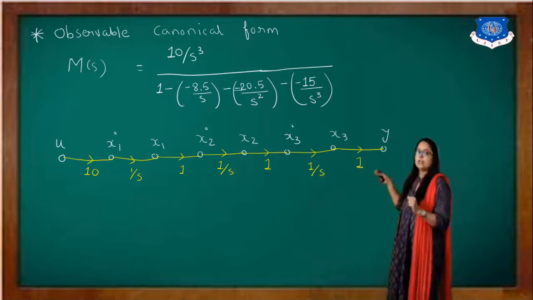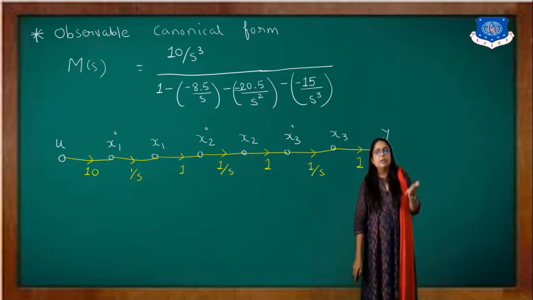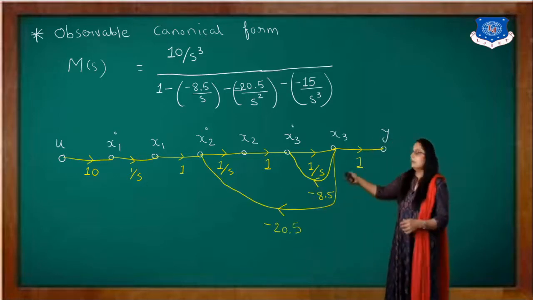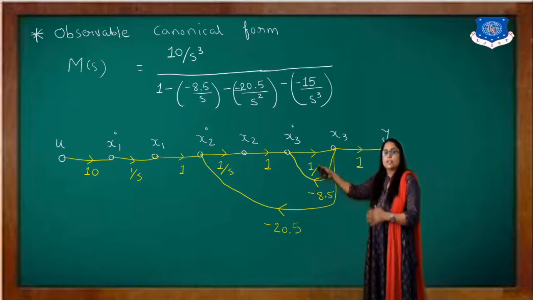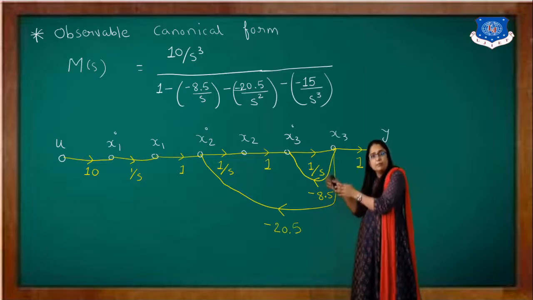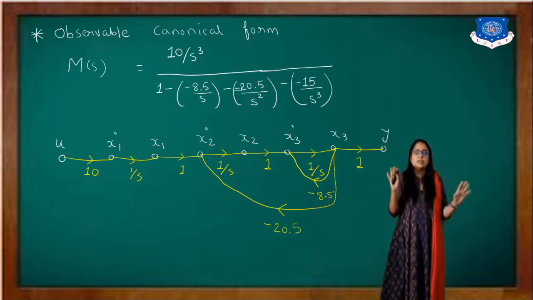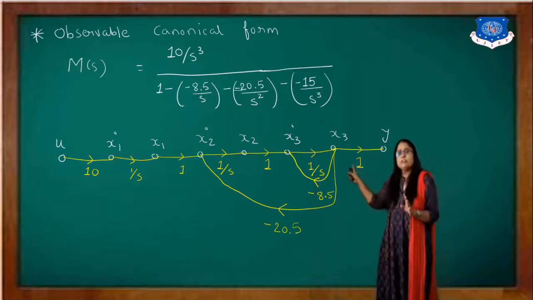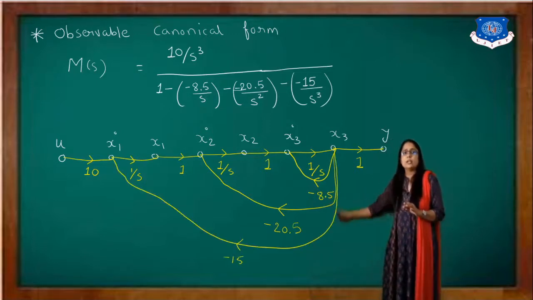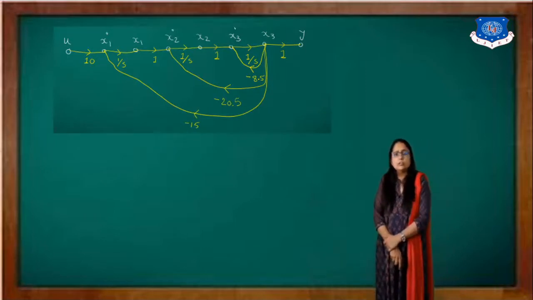Now this is the forward path. If you multiply this, then you will get 10 by s cube. Now in the denominator, you have to represent the individual loops. Here, you have to start at the output side, whereas in the case of controllable, you have to start writing from the input side. And in observable, you have to start with the output side. This is the difference. So here we will start with minus 8.5, minus 20.5 and then minus 15. Now based on this, we have to write down the equation.